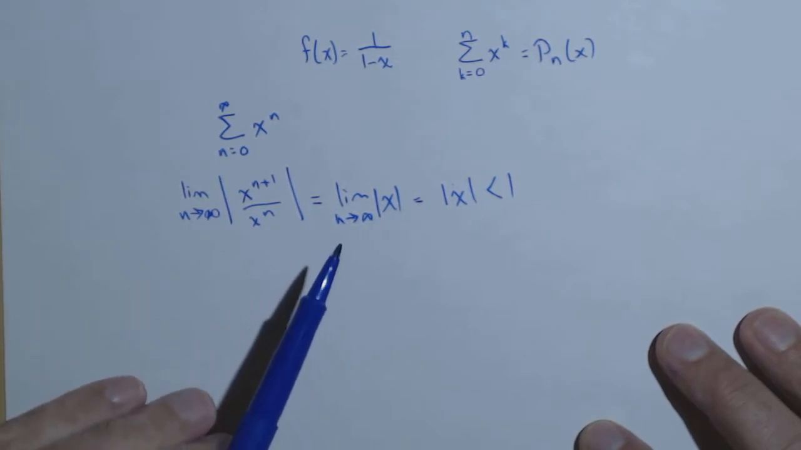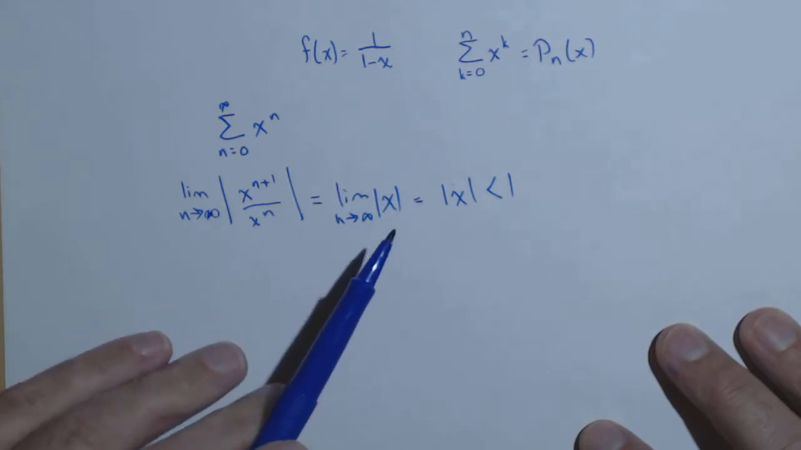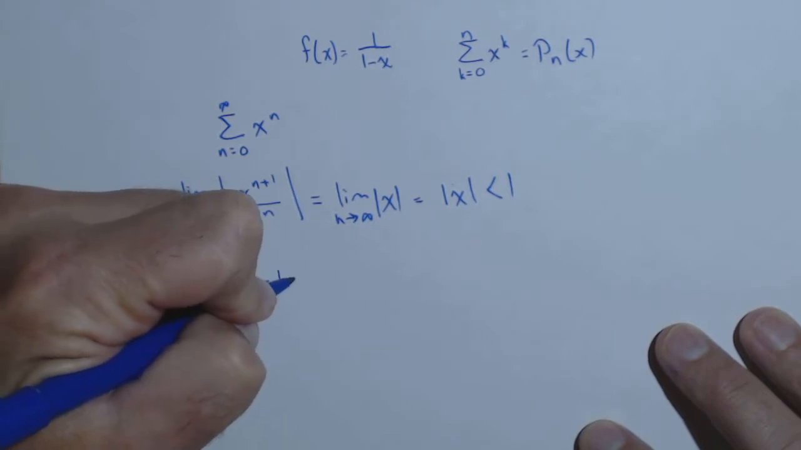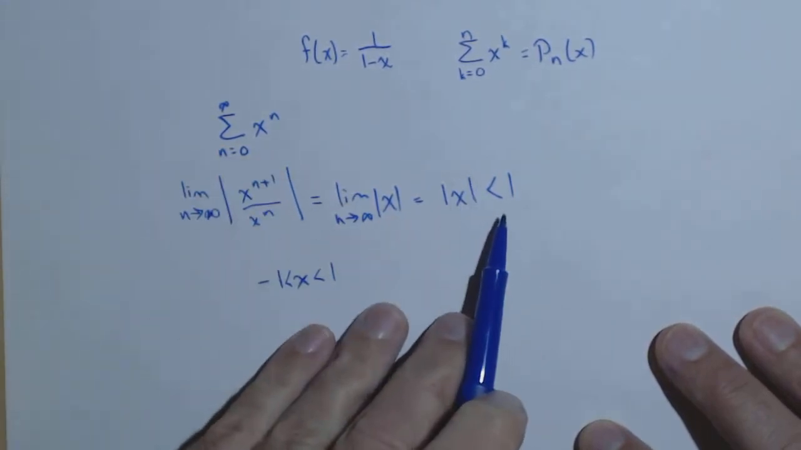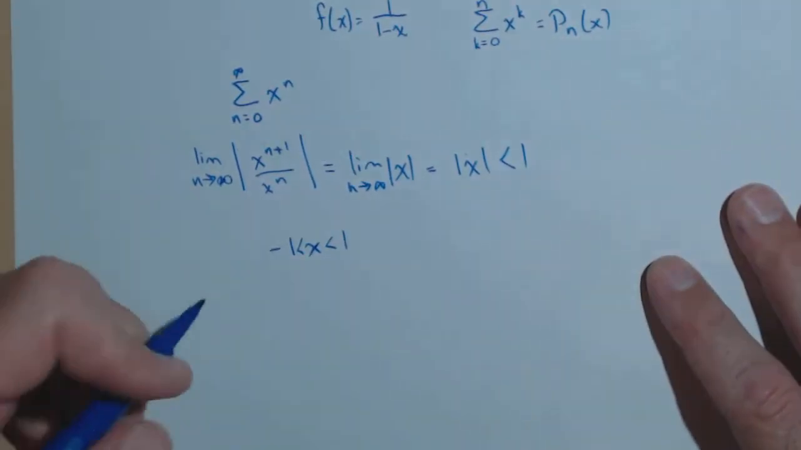Now what we'll do in this case is test the endpoints to see what our interval of convergence is, because right now what we know is that x has to be in between -1 and 1, but because the ratio test is inconclusive when x equals 1 or -1, those must be tested separately.